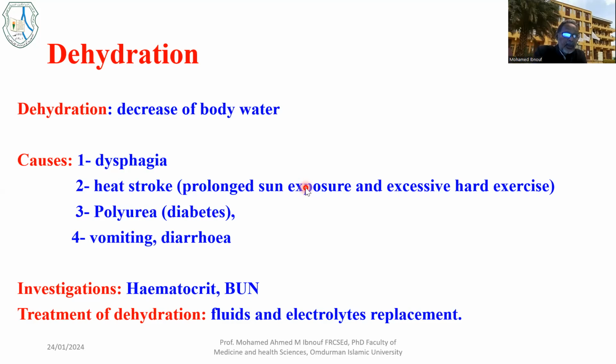Usually, to investigate for water excess or water depletion, we have to look at the hematocrit and blood urea nitrogen. And in treatment, we have to check the fluid balance and correct the electrolyte.